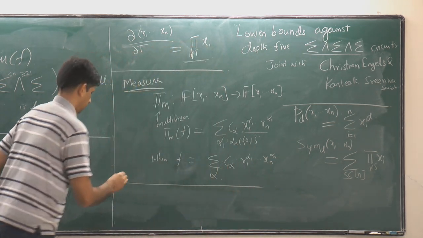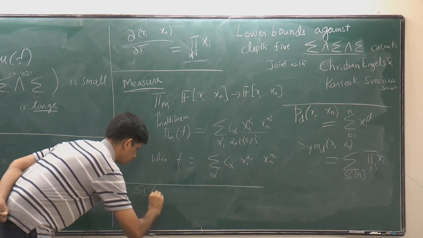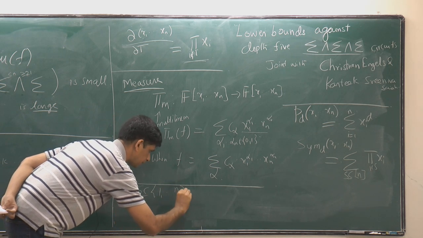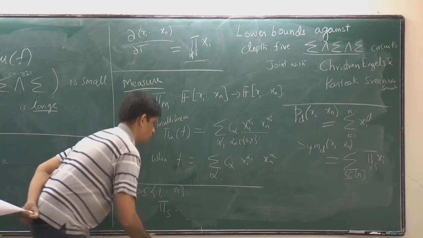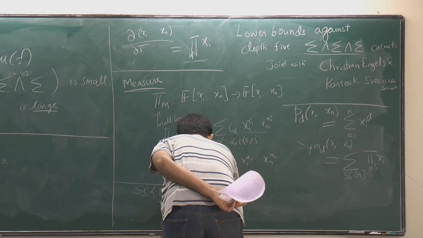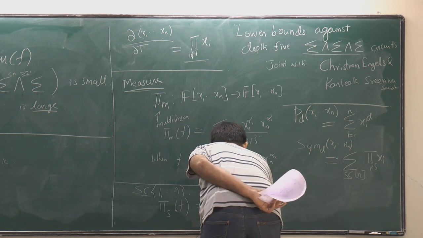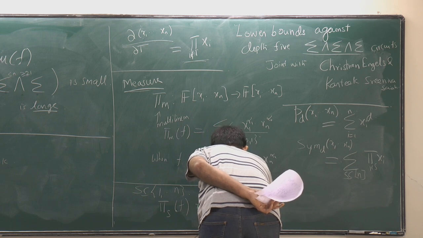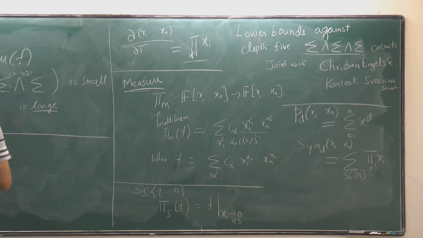So I'll need another projection here. For any subset S of the variables, let's denote by pi_S the projection of the polynomial where I restrict the polynomial by substituting every variable in S to 0. Okay.